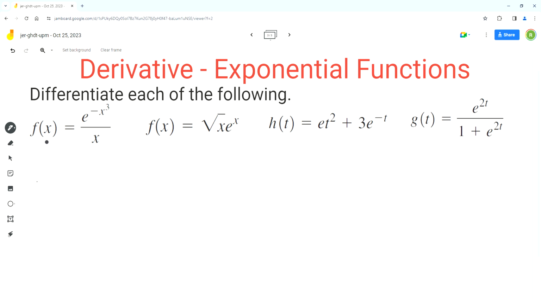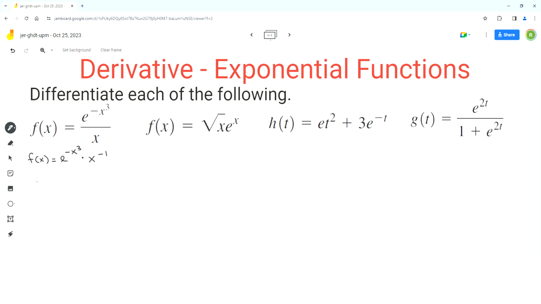Now the first function f of x has this exponential term in the numerator and this linear function in the denominator. Now we have to find the derivative of this function, and it will be easy to do that if we can move this x term to the numerator, and that will make its exponent negative. So we can rewrite this function as f of x equals e exponent negative x cubed times x exponent negative 1.